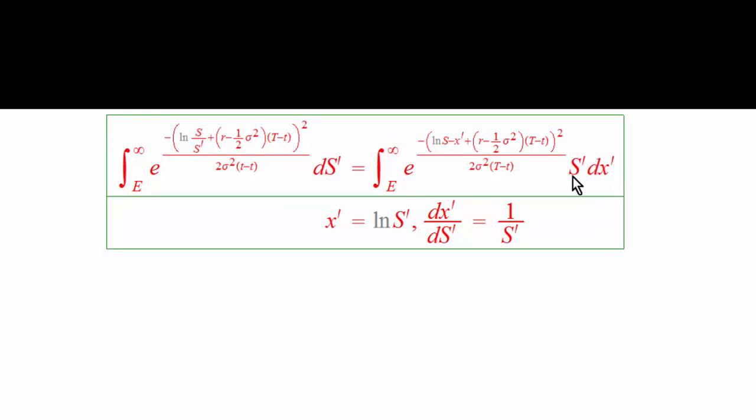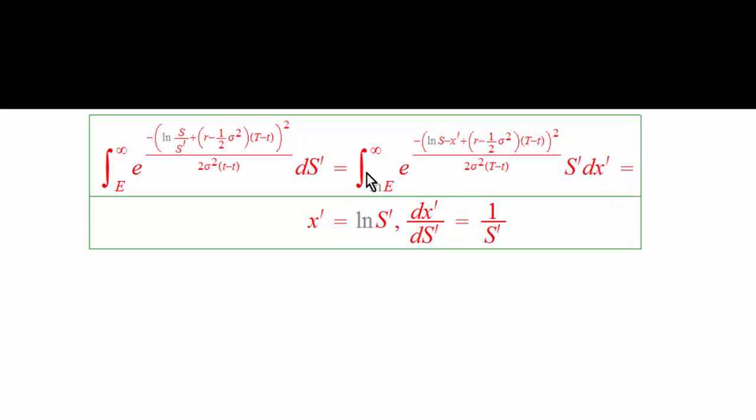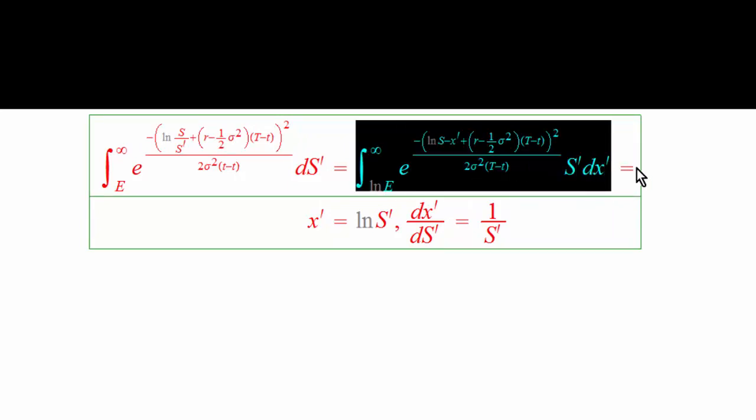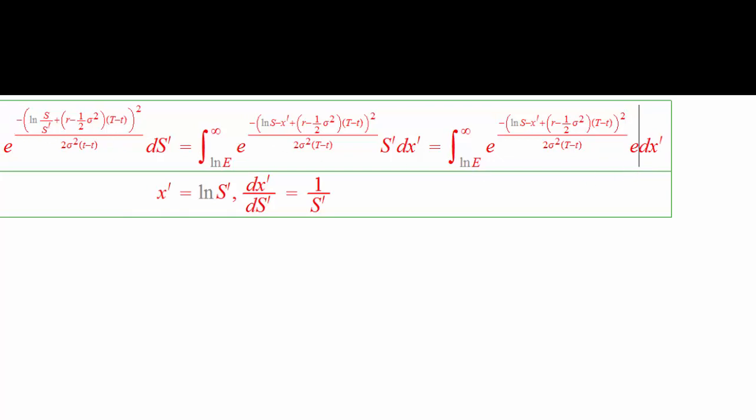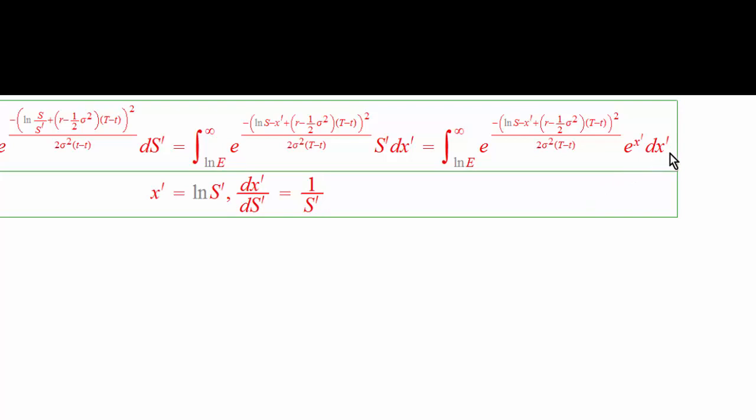Now last time this canceled out. Oh wait, I still got to do this, right? It's not e anymore. When s prime is equal to e, this is going to be the ln of e. It's still infinity for the same reasons as last time. So here's my substitution. Our problem is that this s prime is still here. We got to deal with that because I want to change everything into x's. What to do? Well, if x prime is equal to ln of s prime, then s prime is equal to e to the x prime.